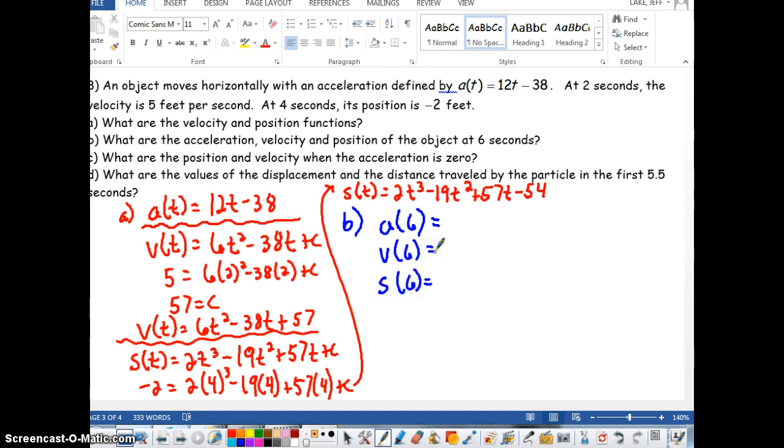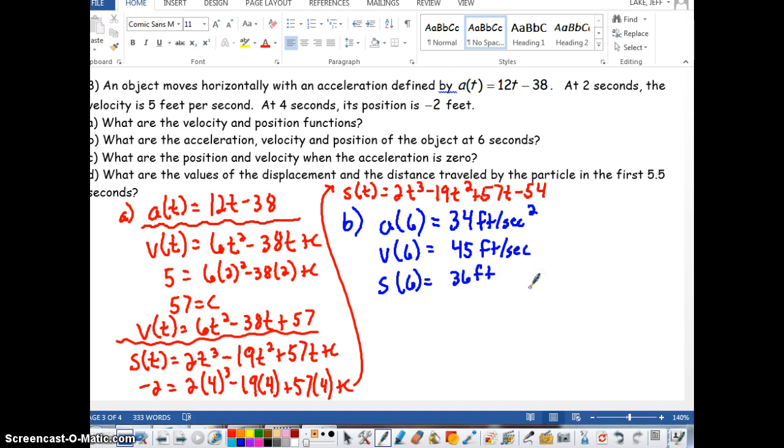For the acceleration, it's pretty easy. For velocity and position, it might be in your best interest to take these equations, especially the position, and plug them into y1, then go to the Y-VARS and do y1 of 6. But any way you do that, you end up with a of 6 is equal to 34. And this is feet per second squared. Make sure you have the correct units on there. V of 6 is 45 feet per second. And S of 6 is 36 feet.